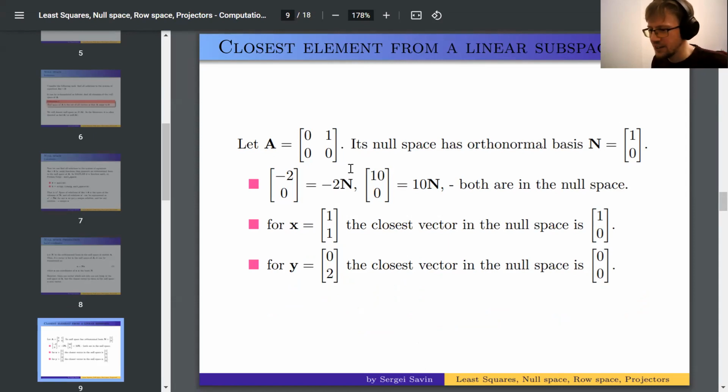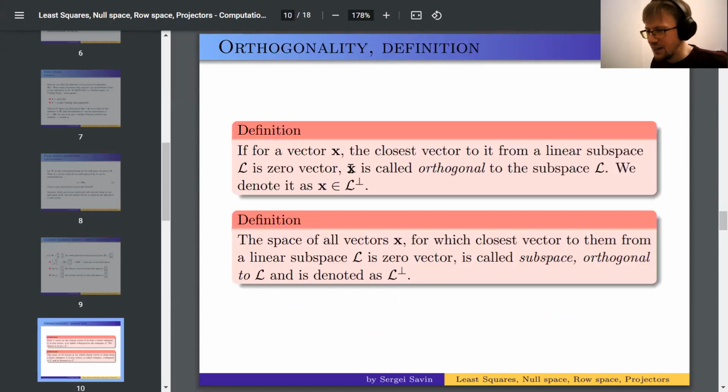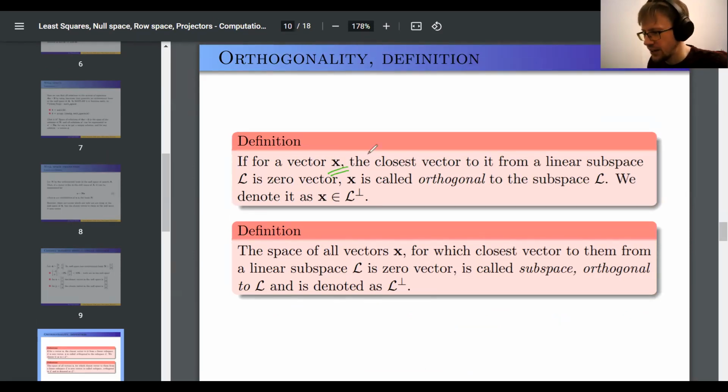So okay, let's move on. There is a definition. The definition is a little bit scary, but it is a good definition. For a vector x, if the closest vector to it in a linear subspace L is a 0 vector.